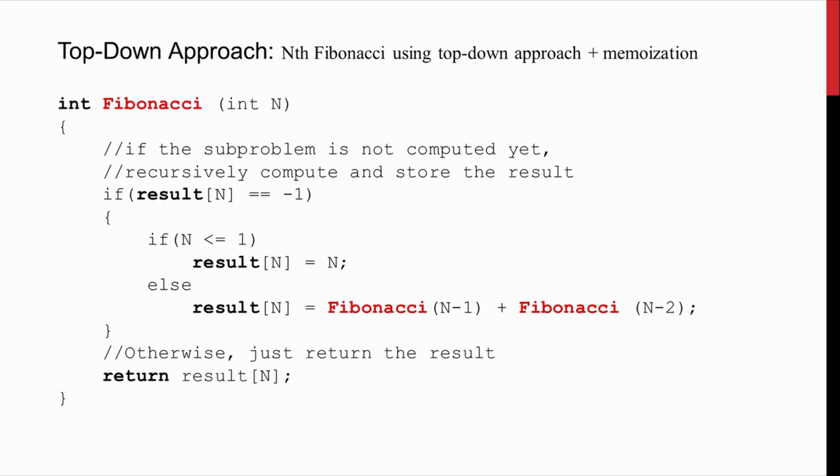Let's solve the same Fibonacci problem using the top-down approach. Top-down starts by breaking the problem down, unlike the bottom-up. If we want to compute Fibonacci 4, the top-down approach will do the following: Fibonacci 4 goes to compute Fibonacci 3 and Fibonacci 2 and returns the result. Now Fibonacci 3 goes to compute Fibonacci 2 and Fibonacci 1 and returns the result. Fibonacci 2 goes to compute Fibonacci 1 and Fibonacci 0 and returns the result. Finally, Fibonacci 1 will return 1 and Fibonacci 0 will return 0.